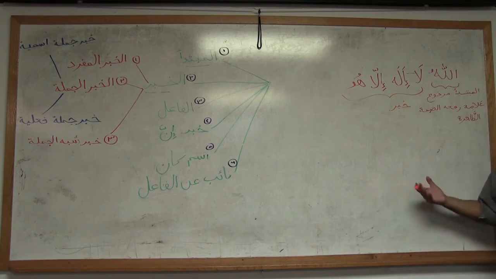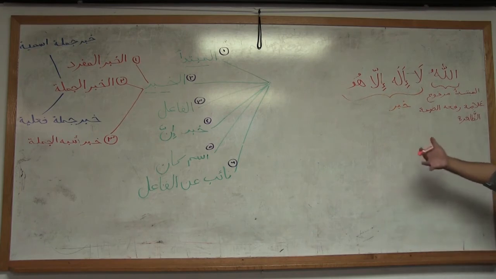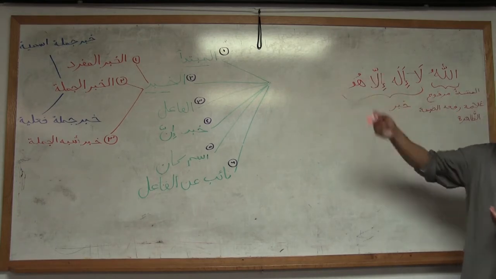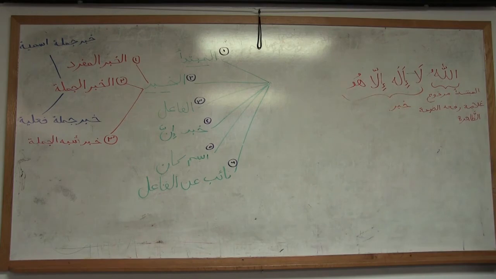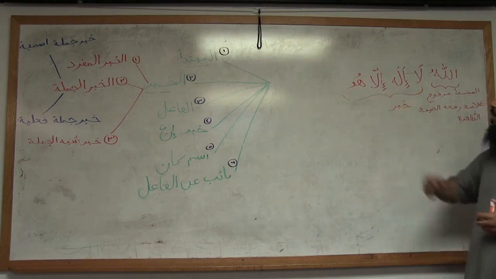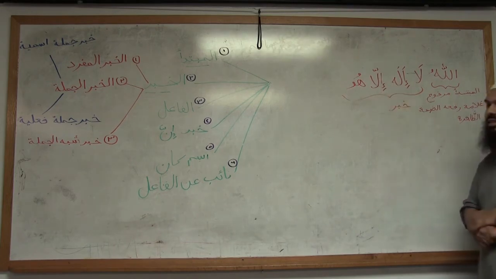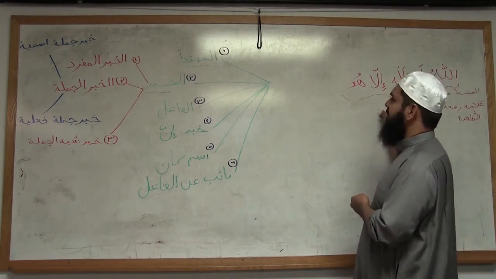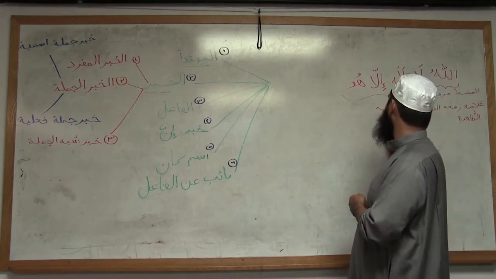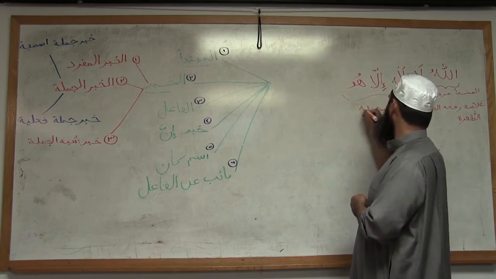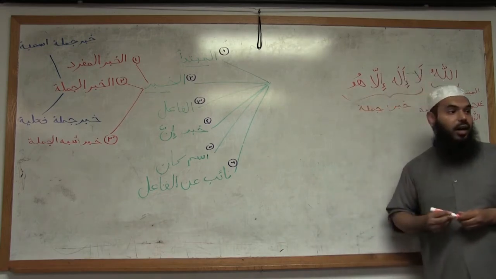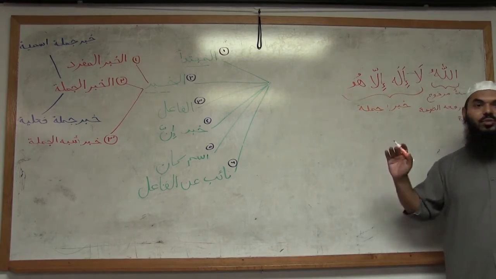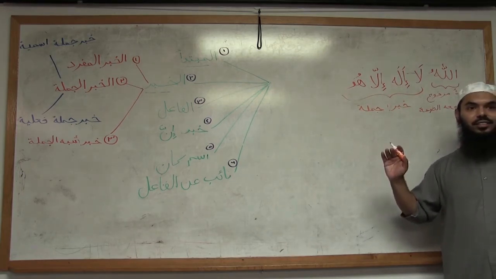Now, is it marfu'? It is in a state of rafa. But because it's not one word, it's not mufrad, you don't have to have a dhamma on it. Right? But what type of khabar is this? Tayyib? Jumla. Ismiya? You sure? Who thinks jumla ismiya? You are right.